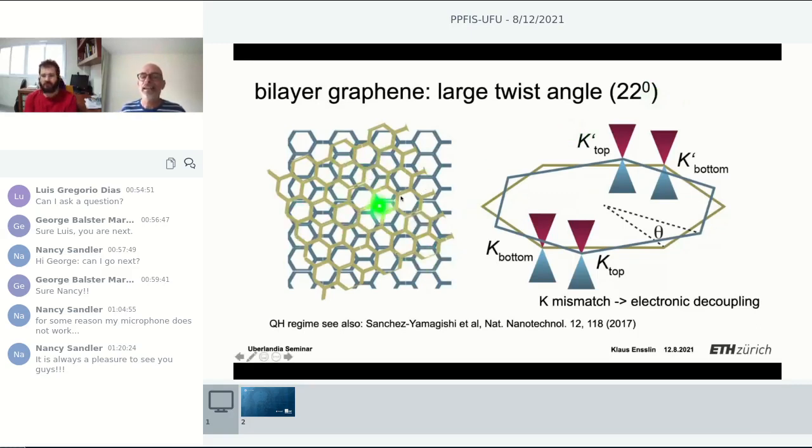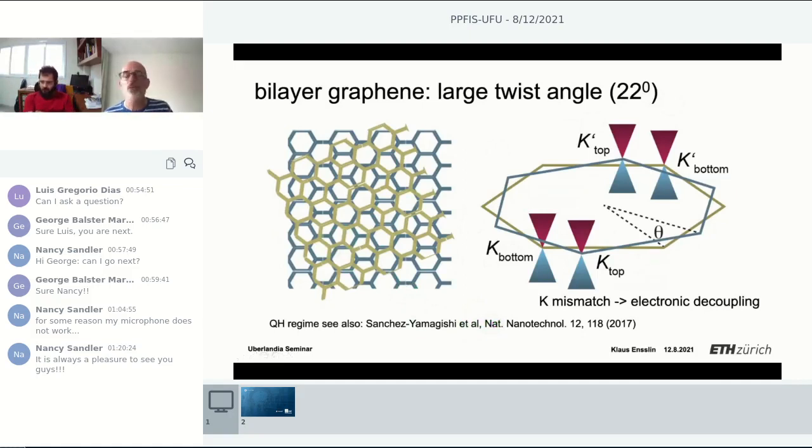And if you look at it in K space, it means that the separation in K space between two equivalent K points is large. It's much larger than the Fermi wave vector. In other words, if you have electrons in one of those two graphene layers, it travels around, it's highly mobile, but it cannot scatter into the other layer because its K vector does not have enough momentum to scatter into the other layer. So in other words, you have two layers which are electronically decoupled. And there's an early paper, again, by Pablo's group in the quantum Hall regime that also refers to that.